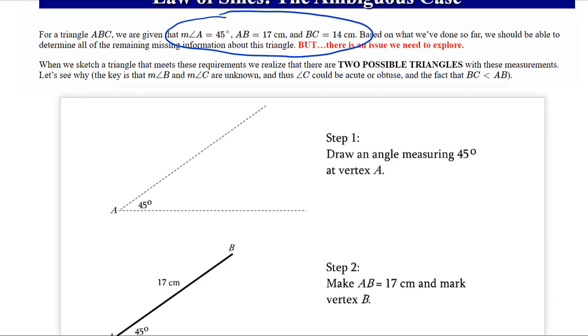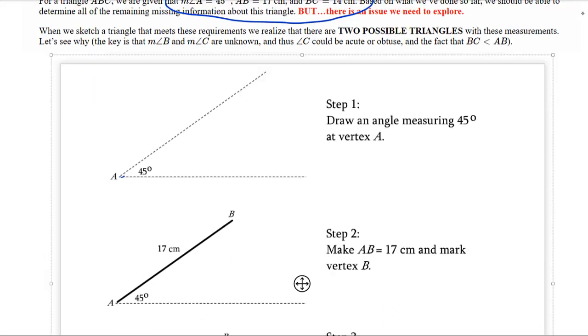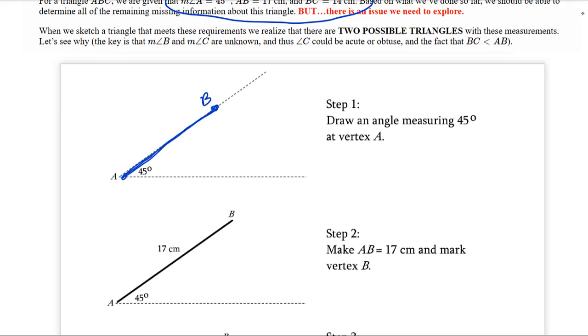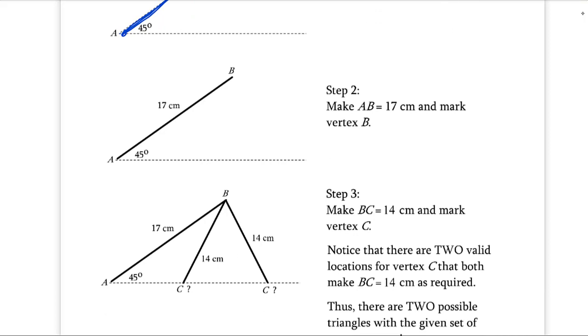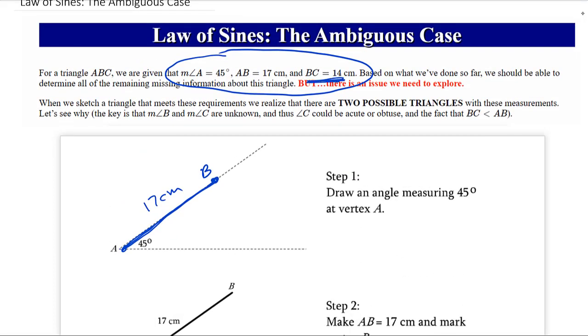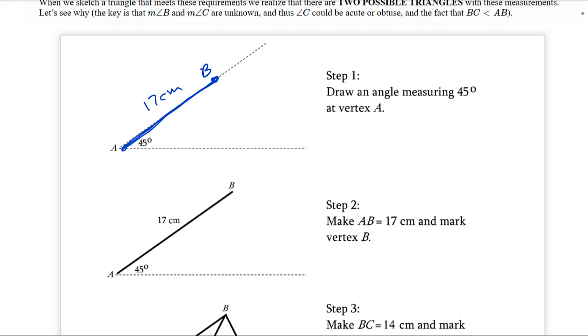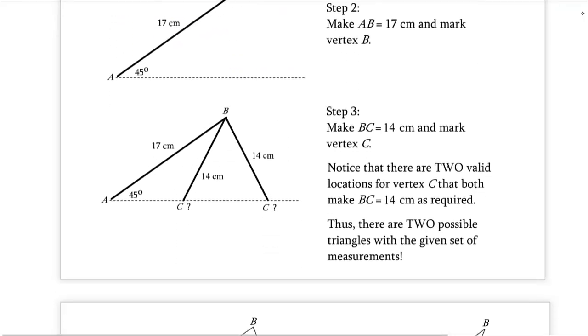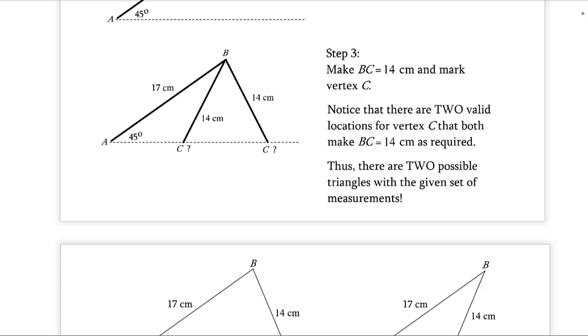So we start off by drawing a 45-degree angle to represent that angle A. And we're going to place a point B somewhere along one of the rays here, such that we get a length of 17 centimeters. Right, so that's drawn here in the next stage. So we have the 45-degree angle, we have the 17 centimeter side length for AB. The next step is to use the final piece of information that BC is 14 centimeters. So going from B here, we're going to draw down to this second ray, we're going to draw a side length that's 14 centimeters. But there's actually two ways we can do this.